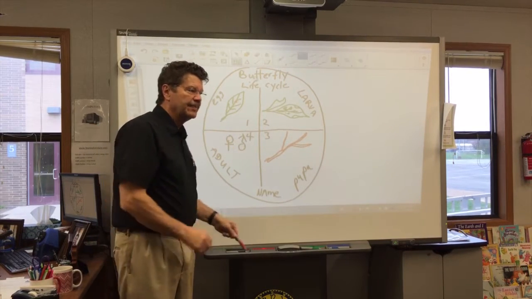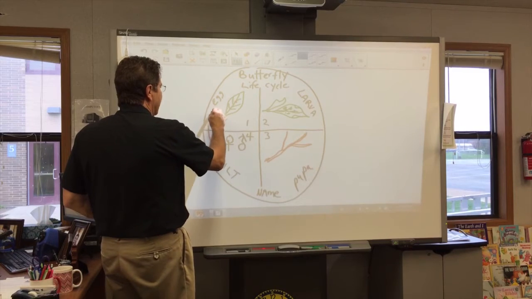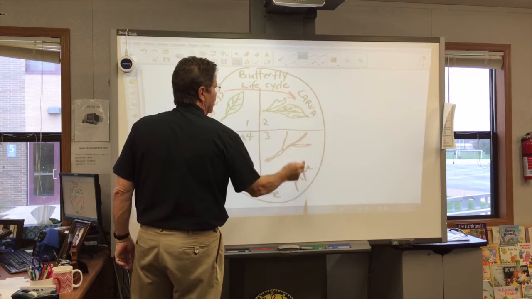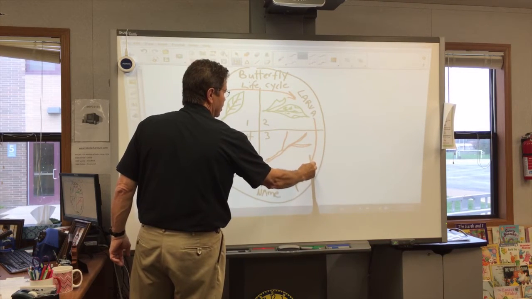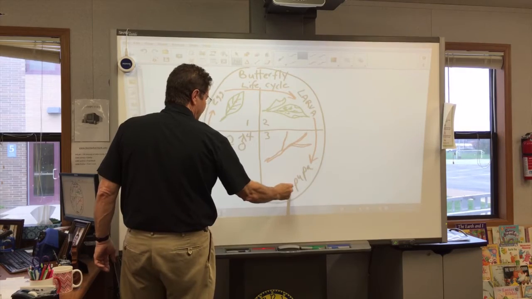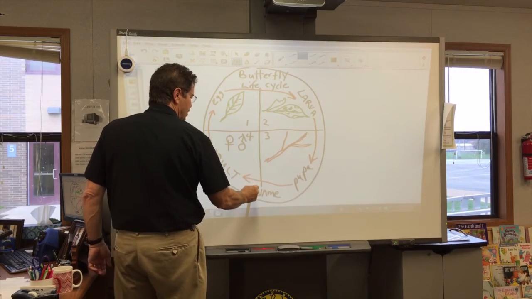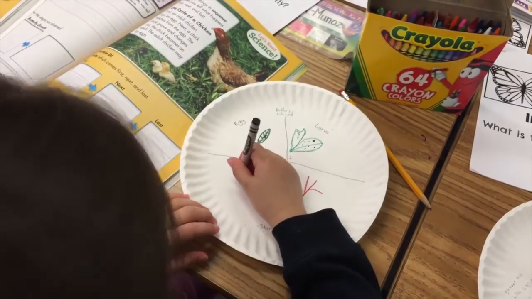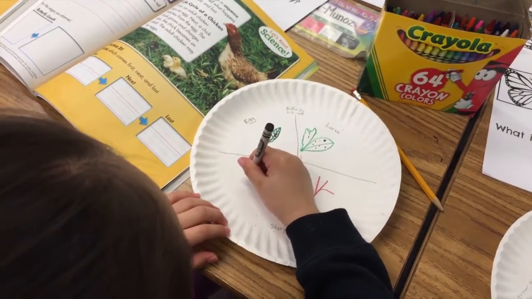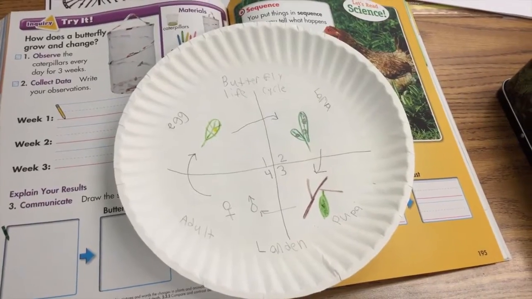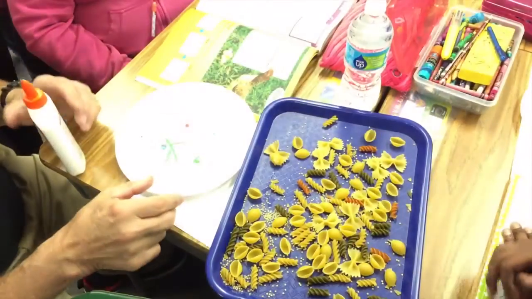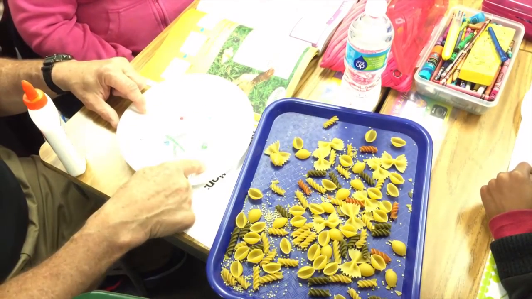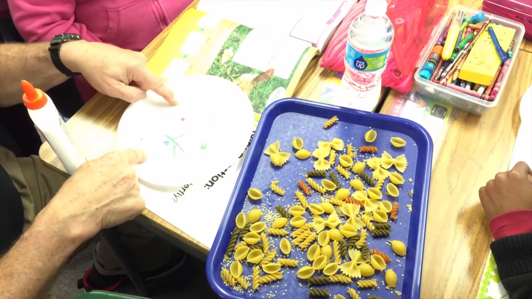Got that? So I'm going to write my arrows from adult to egg, from egg to larva, from larva to what? Pupa, and from pupa to adult. The life cycle. Let me see yours. Yes, right here. The other one is female. Okay, this is a nice job you did. What's this? The egg. And this? Larva. And this? Pupa. And the adult.